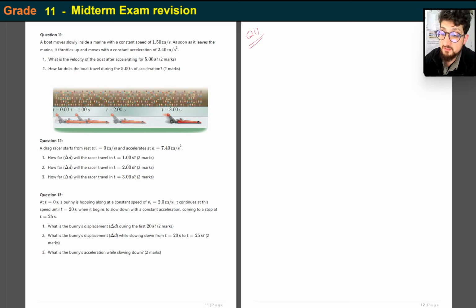So what do we have? Remember, the way we do these is, first of all, we look at what we have. Moves slowly inside the marina with a constant speed of 1.5 meters per second. As soon as it leaves it, it throttles up. So we have VI, which equals 1.5 meters per second. We know that's VI because the question tells us it started off at that and then it accelerated. And we have the acceleration, which is 2.4 meters per second squared. Okay. And we have the time, which is 5 seconds, right?